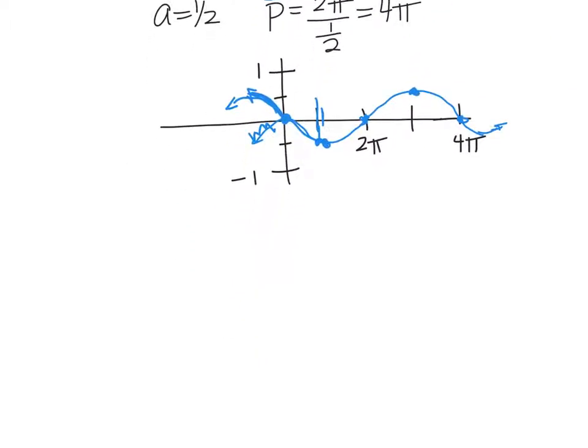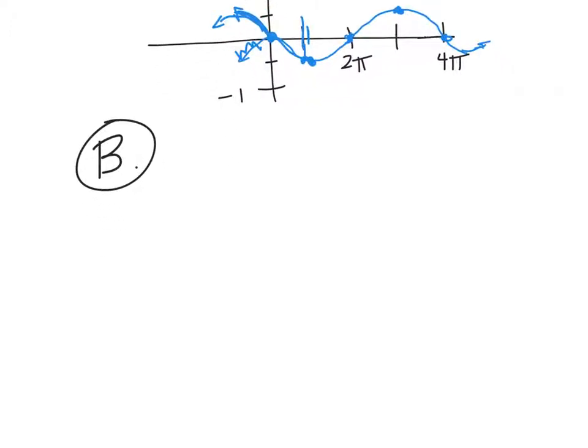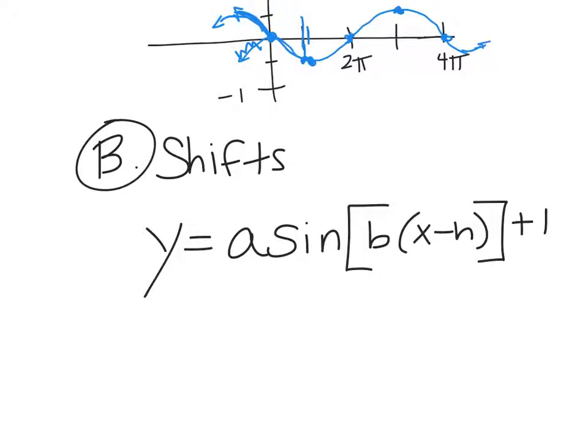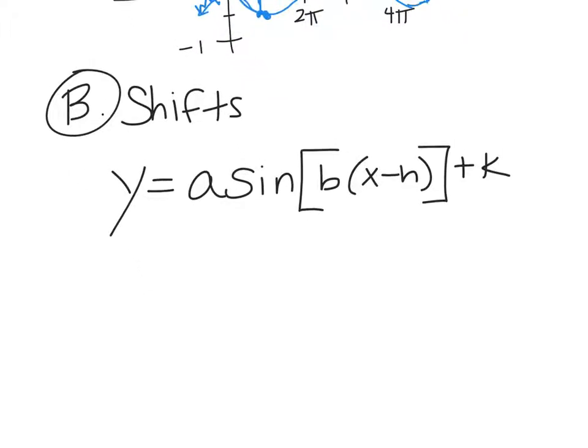Okay, so let's go on to part B now. We're doing okay. We're going to do some shifts. We're going to shift left and right and up and down. So here's how a shift works. If you have y equals a sine of b x minus h plus k. Okay. That's a lot. That's hard to look at. That's like, whoa, what'd you just do, right?